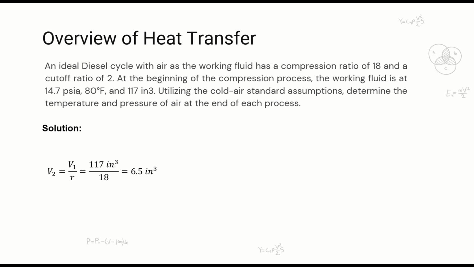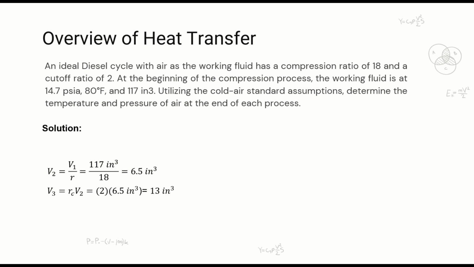So first, the formula that we will be using here is V sub 2 equals V sub 1 over r. In this problem, we are looking for V2. For V1, we have 117 cubic inch divided by 18, which is our compression ratio. So the answer will be 6.5 cubic inch. So we have now the value of our V2.